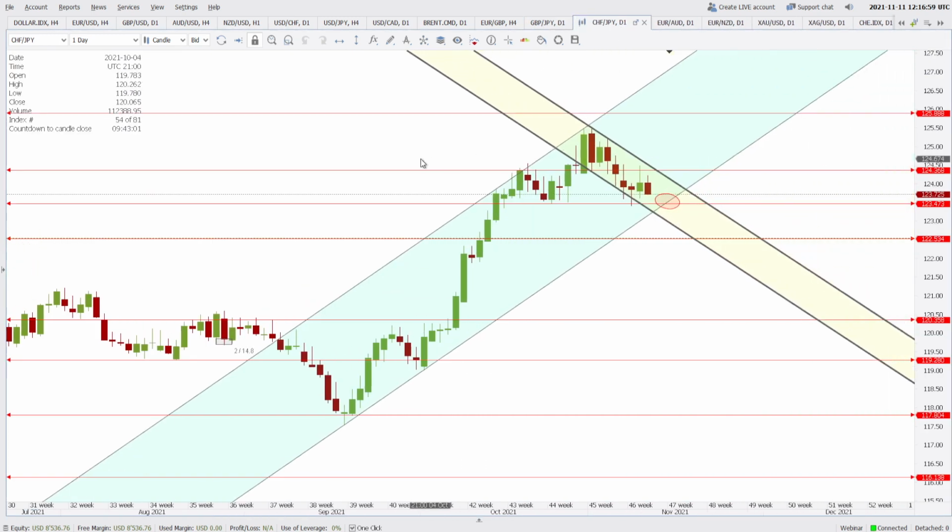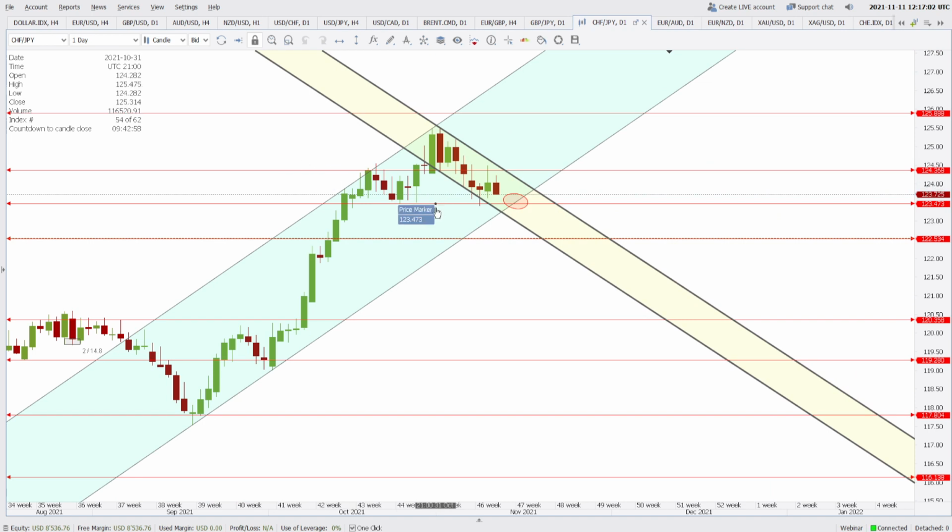Talking about CHF JPY, the support is at 123.47, resistance is at 124.36. Yesterday the price tested this resistance. The day before yesterday the price tested this support. Expect the price to keep moving in this falling channel before it meets this rising channel support line here.